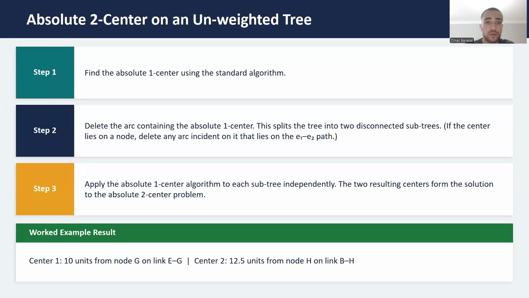Now, for the absolute two center, we have three steps once again. Step 1, find the absolute one center using the standard algorithm. Step 2, delete the arc containing the absolute one center. This splits the tree into two disconnected subtrees. Step 3, apply the absolute one center algorithm independently to each subtree. The two results form the entire solution.